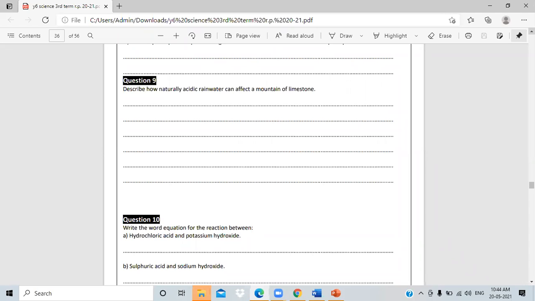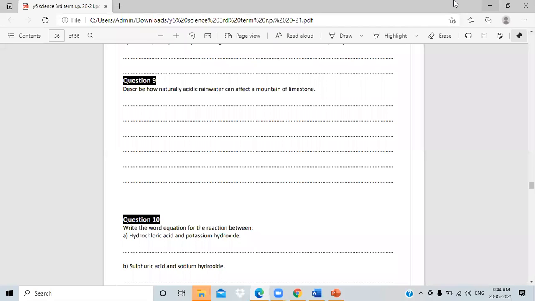So when acidic rainwater falls on a limestone mountain, a neutralization reaction will occur. Okay, producing what? What's the product of the neutralization reaction? Water and salt. Yes, this is the answer.